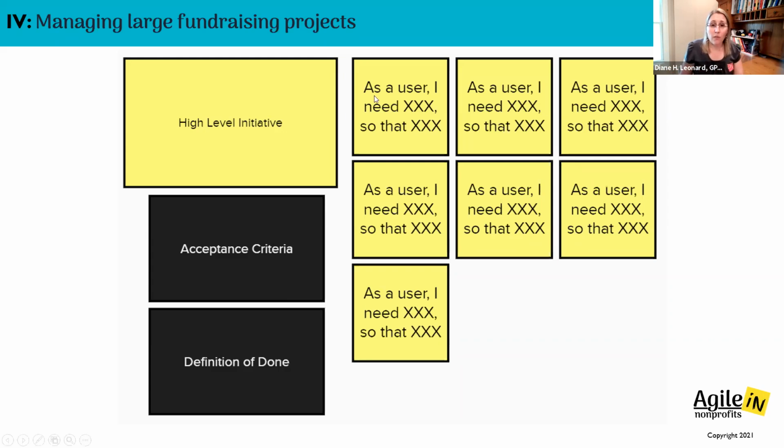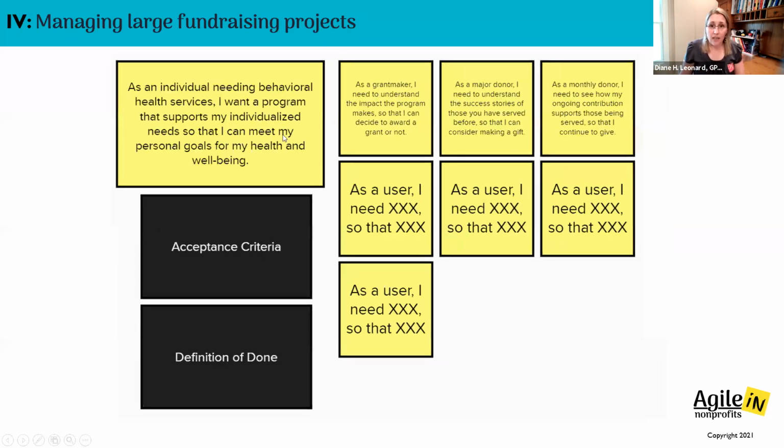And so I'm going to walk you through a few ideas, examples of how we might use this idea of a high level initiative, a big project or goal, and how we could break it down into these smaller yellow boxes and then work on it together as a team. If we were to say, for example, that our high level initiative is, actually, wait, it's not about us. Hold on, it's actually about the person we're serving. So, as an individual needing behavioral health services, I want a program that supports my individualized needs so that I can meet my personal goals for my health and well being.